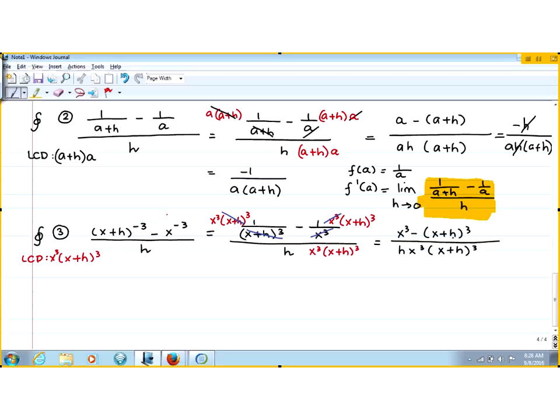All right. So now, what are we going to do? Can we simplify the top? What is x plus h cubed? Oh, we discussed this yesterday. We talked about a plus b cubed. Okay, so minus, remember the minus. So I'm going to expand this. What is x plus h cubed?